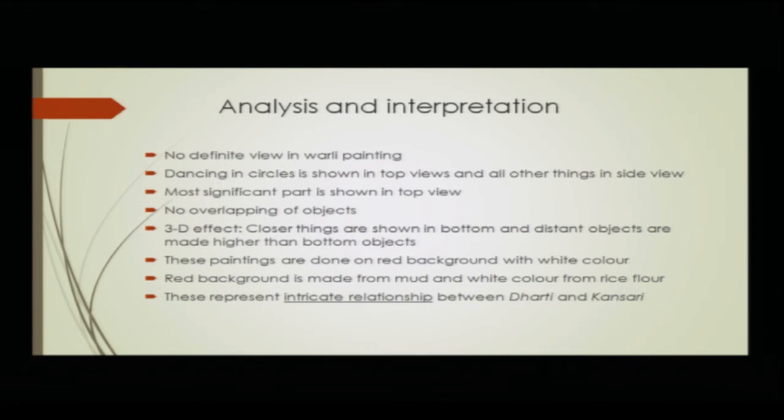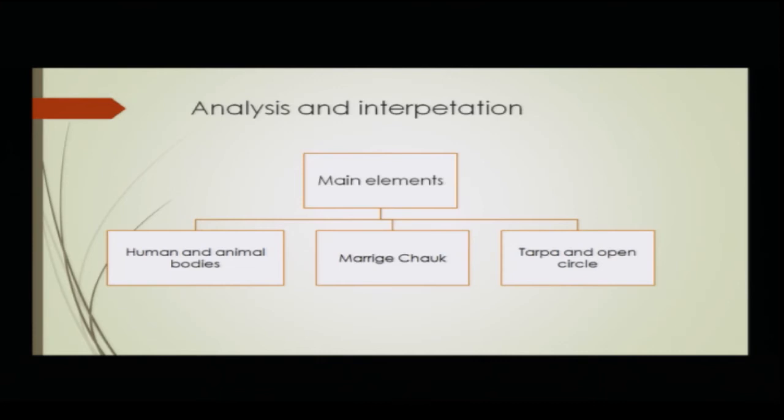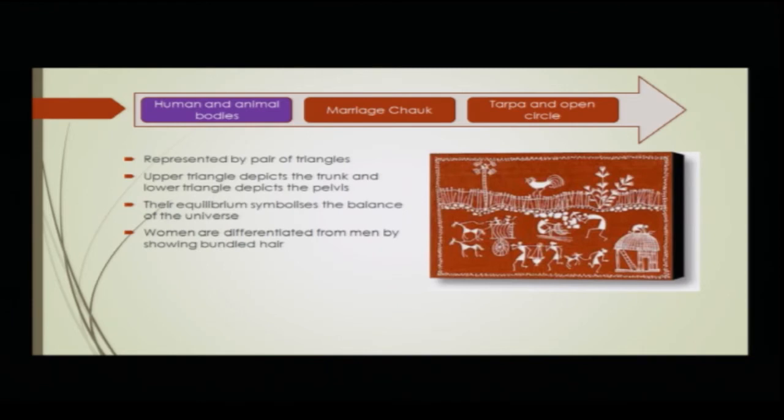So in one sense, they are giving tribute to these two basic elements, necessary elements for humans, using this worldly art. And now, what are the main elements of worldly art? The main elements in the worldly paintings are human and animal bodies, marriage chalk, tarpa and open circle. Explaining all of them individually, first of all, I'll move to human and animal bodies.